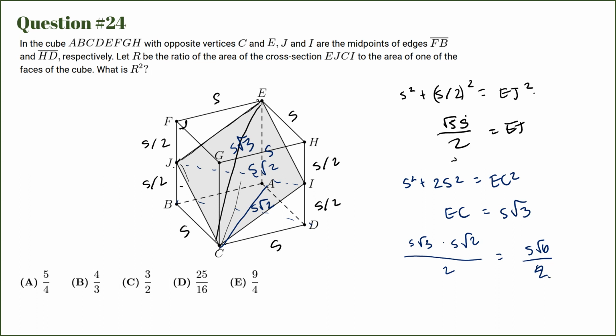One of the faces of the cube would be S squared. So the ratio of EJCI to one of the faces equals root 6 over 2. And root 6 over 2 squared is 6 over 4, or 3 over 2. So the answer would be C.